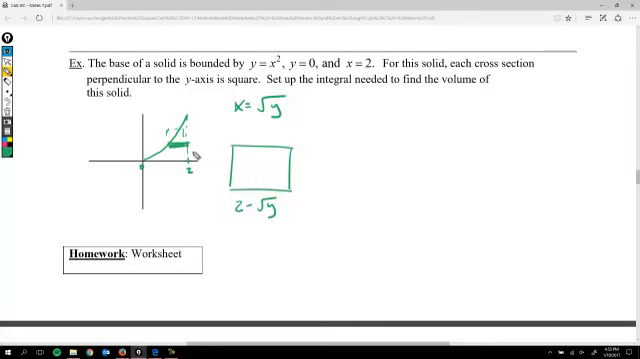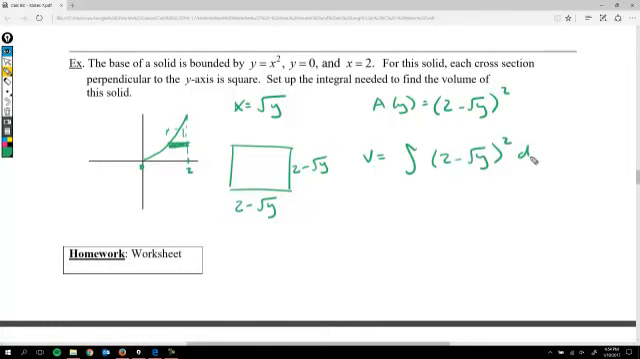And because it's a square, the base is equal to the width, or the height, or whatever you want to call it. So this is also 2 minus the square root of y. Okay, so my area, in terms of y, is 2 minus the square root of y, squared, because it's just side squared. So for my volume, I am just going to plug that in, and I just plug in my area.